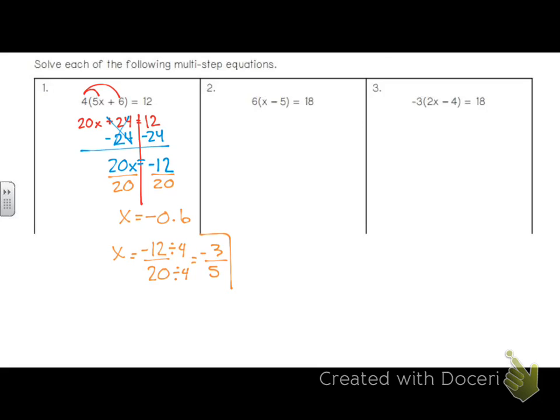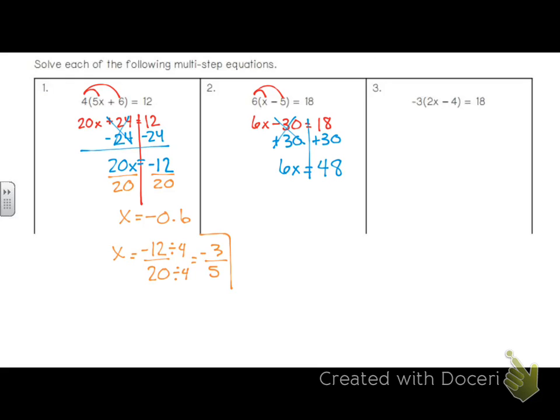Alright, so my next problem, I'm going to again follow the same 3 steps as I did in my first problem. I'm going to first distribute and combine like terms, so 6 times x is 6x, minus 6 times 5 is 30, and that's going to equal 18. Next, step 2, undo any addition or subtraction. So here I'm subtracting 30, so I need to undo that by adding 30. I'm going to do it to both sides to keep that equation balanced. This cancels and goes to 0, and that leaves me with 6x equals 48.